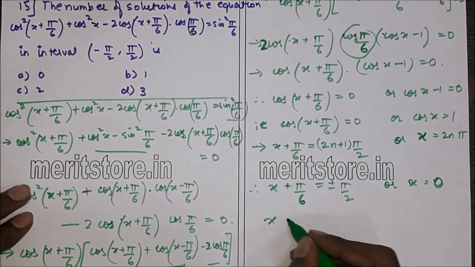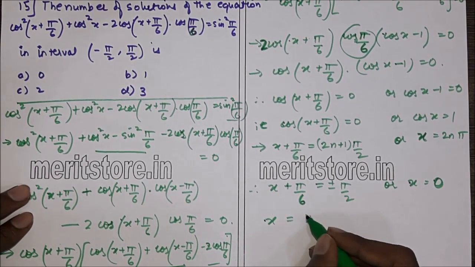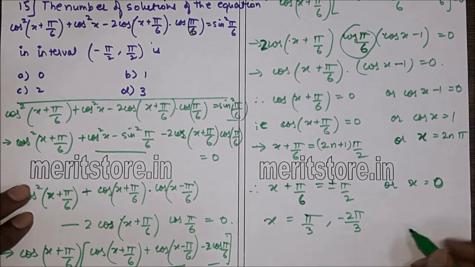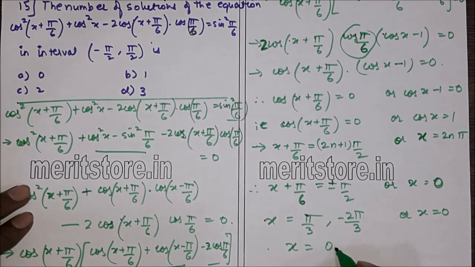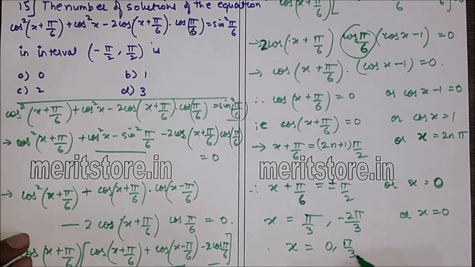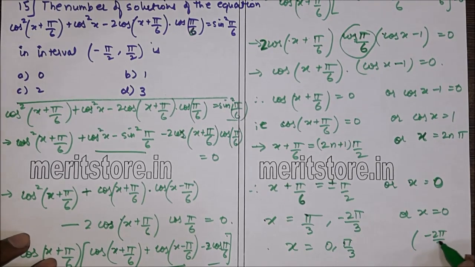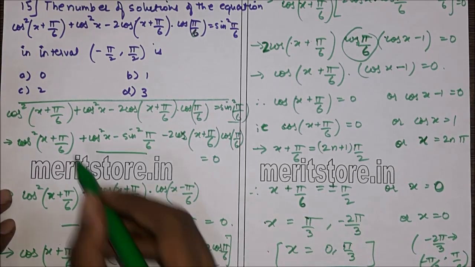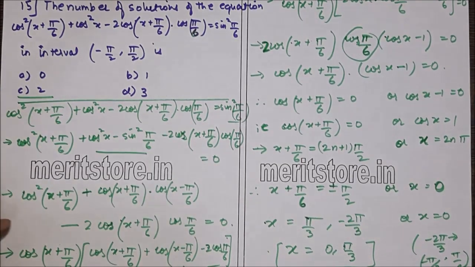So simplifying it, we get plus or minus 2, so it can be either pi by 3 or minus 2 pi by 3, or x equals 0. So the possible values of x are 0, pi by 3. Since 2 pi by 3 lies outside minus pi by 2 to pi by 2, it will be eliminated. So there are only two possible values of x, which are 0 and pi by 3. So the number of solutions are 2. So the answer is C, 2.